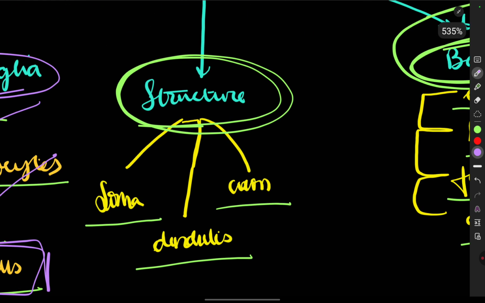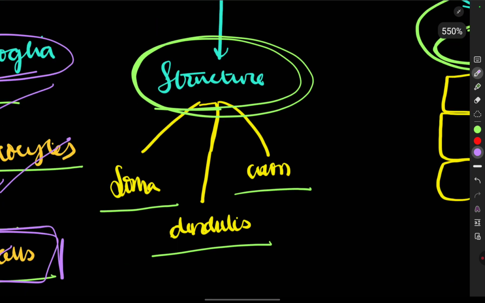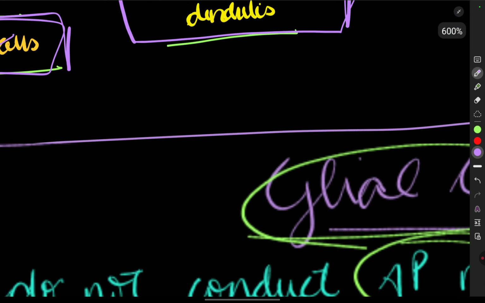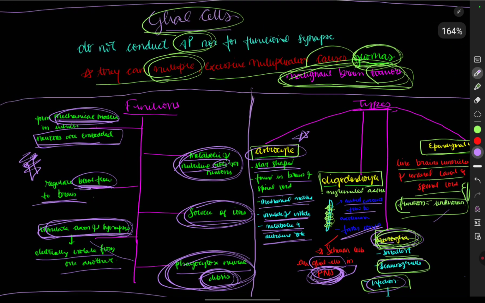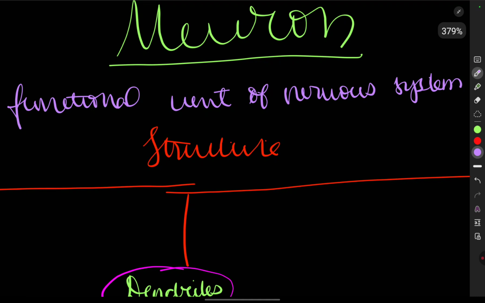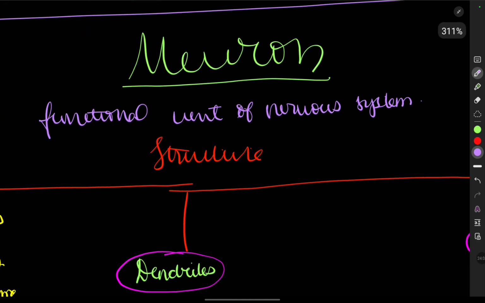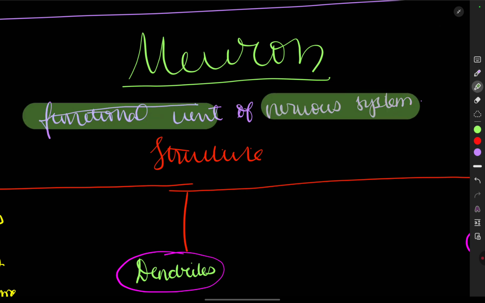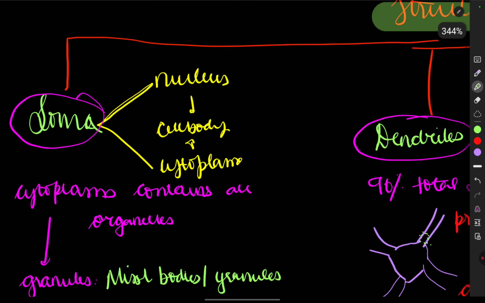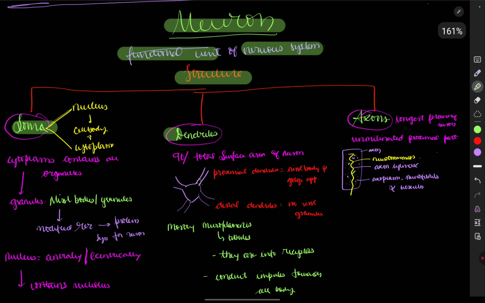Now, the structures of the neuron. Under the neuron, we are going to study the structures: what is the soma, what is the axon, what are dendrites. The functional unit of the nervous system is called the neuron. We are going to first study its structure. The structures are the soma, the dendrites, and the axons. We are going to study these in detail.